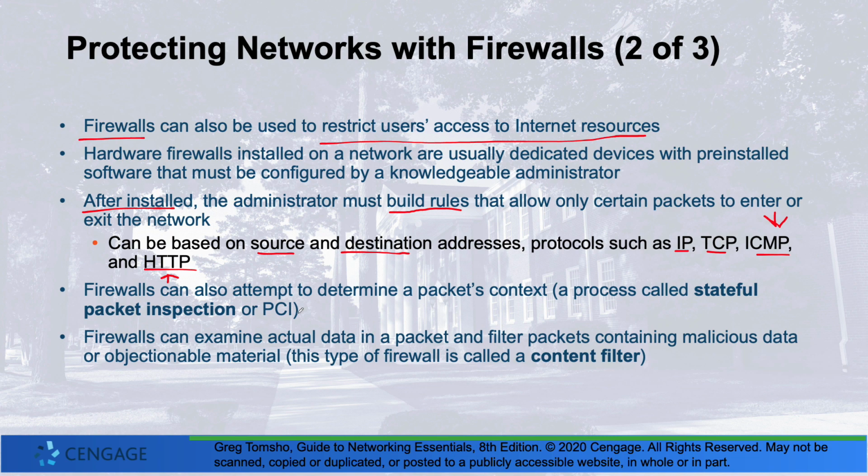More intelligent firewalls can also determine a packet's context. Those are called stateful inspection firewalls, and it looks at the connection. If the connection is initiated from the inside of the network, it allows it. If it's initiated from the outside of the network, it does not.